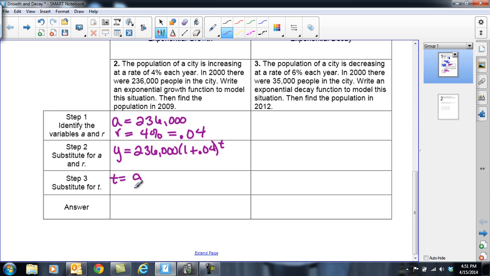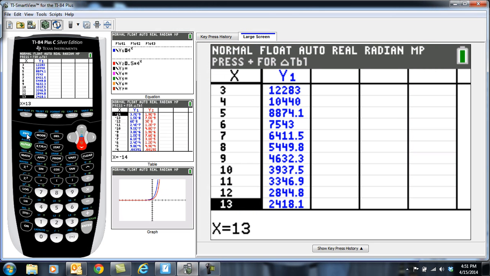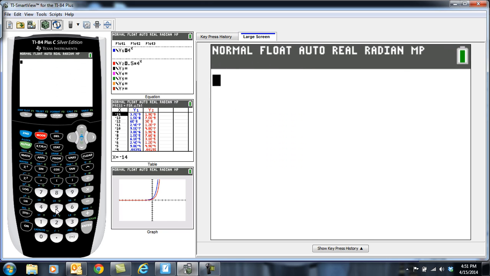So I have y equals 236,000. I'm going to shortcut this. 1 plus 0.04 is 1.04. There's no reason to keep the plus sign in there. I can combine those to the 9th power. Okay? Now it's just a matter of grabbing your calculator and typing that in. So I have 236,000 times 1.04 to the power of 9. I want to know what the population was then.